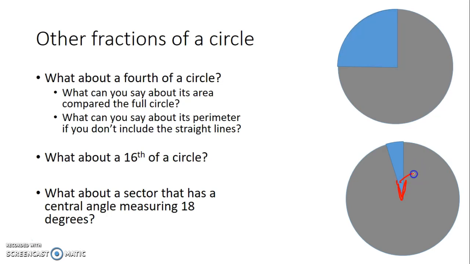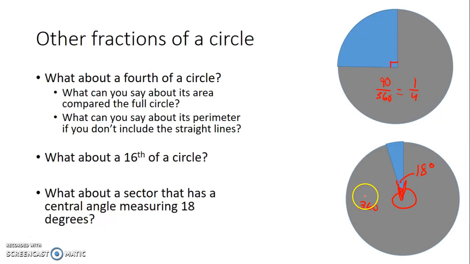So if we know that this is 18 degrees, I haven't told you what fraction of the circle it is, but can you figure it out? If you went all the way around, how many degrees would be in the full circle? I think you probably remember that that's 360 degrees. This fourth of a circle would be 90 degrees out of those 360. That's how we know that it's a fourth.